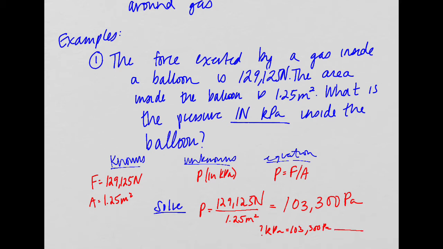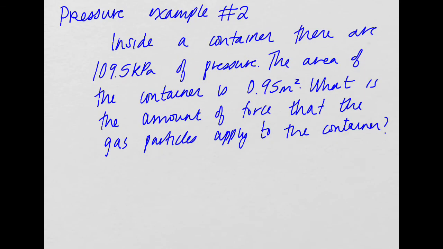We know that 1,000 pascals equals 1 kilopascal. So you can do it that way, or if you can do it simply in your head, you can just divide this by 1,000. You don't have to do the dimensional analysis every time. So when you do that, you're going to get 103.3 kilopascals. All right?